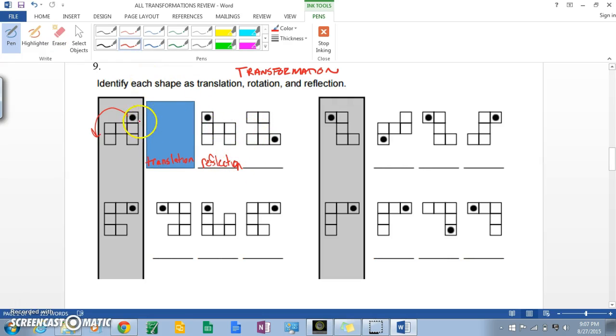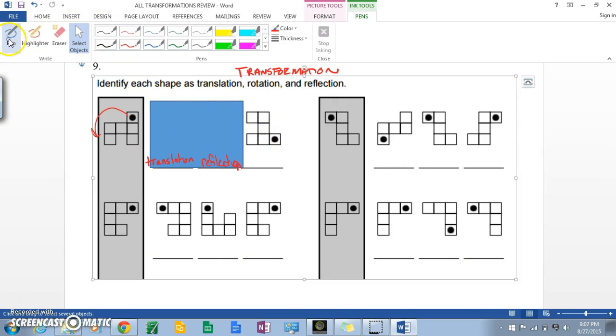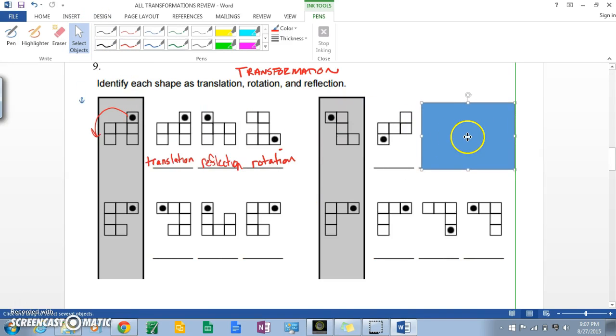The last one then is a rotation. Okay. The last one is a rotation because from the original shape, all this did was turn down. So this is a rotation. Good. Keep in mind, if you need to pause, go ahead. Pause. And slide this over here. Let's compare this shape to this shape. This is our original. This is our new.